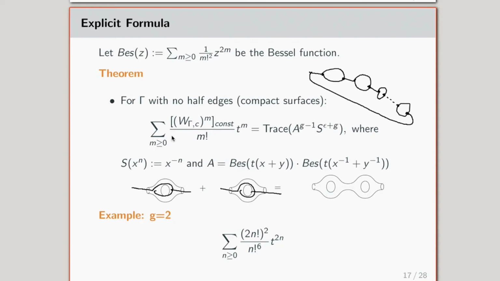So you can compute the periods in terms of a trace. This is actually quite fast. Pieter Belmans, my collaborator, wrote computer code to compute these things, and this is actually way faster than doing it just from the definition. Now a very simple example: in genus 2, you get this thing.